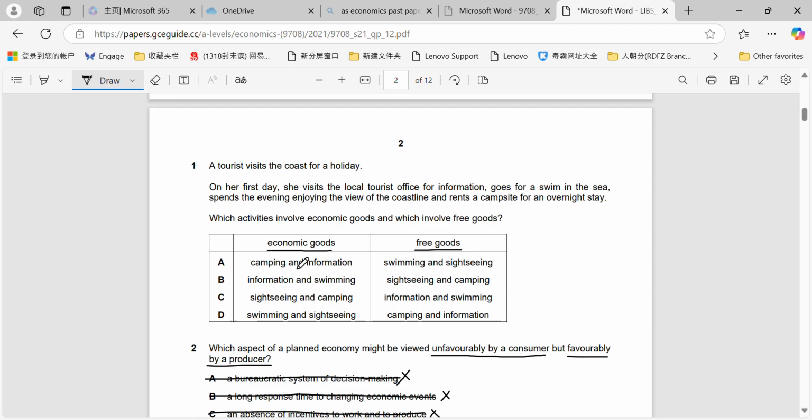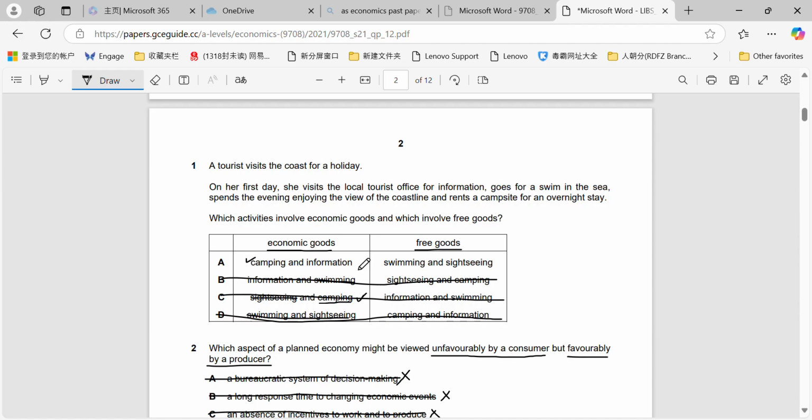So if we go through these here, swimming and sightseeing, they're definitely not economic goods, right? Because there's no factors of production involved in them. Sightseeing and camping, so camping would be an economic good because you need a tent, right? And you do need factors of production involved in order to go camping. You don't for sightseeing, however. Swimming is not an economic good, as we just explained, so that only leaves us with A. Camping would be an economic good.